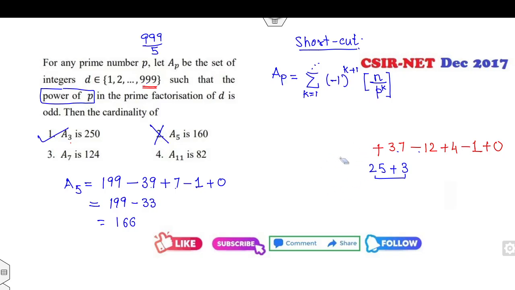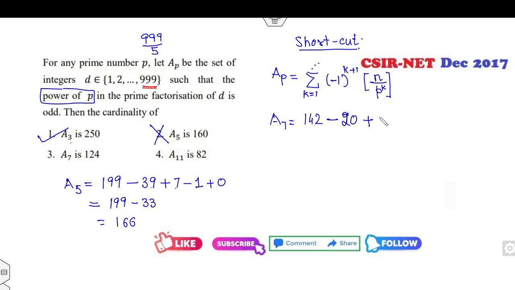Look at the third option. This is A7. 7 is my prime number. Fine. So I can start with the 999 divided by 7. So 142 minus, again divided by 7, 20. 7 2 are 14, 0. Plus, if you divide by 7, 7 2 are 14 minus 0. So if you subtract them, it is my 122 plus 2. 124 is the correct answer.